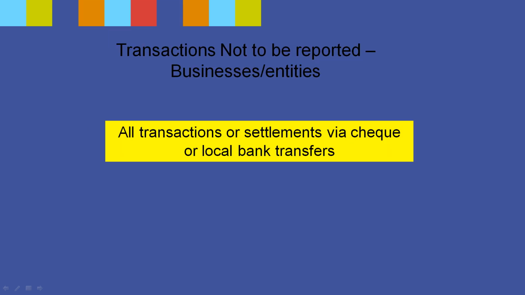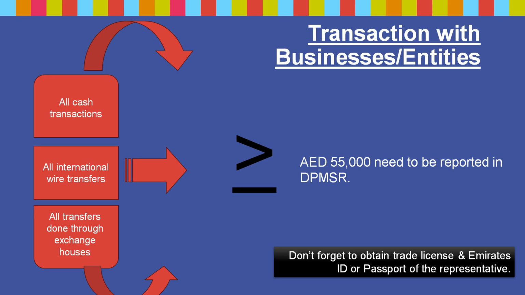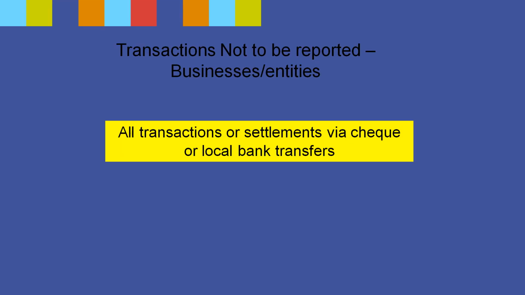All right. Moving further, we have transactions not to be reported under businesses and entities. So all transactions or settlements via check or local bank transfers. Remember this, all transactions or settlements via check or local bank transfers. Now you might say something was said regarding the bank, right? In the previous slide, it was international wire transfers. Now we are talking about local bank transfers. Local bank transfers need not be reported.